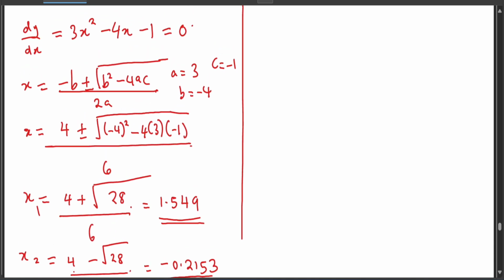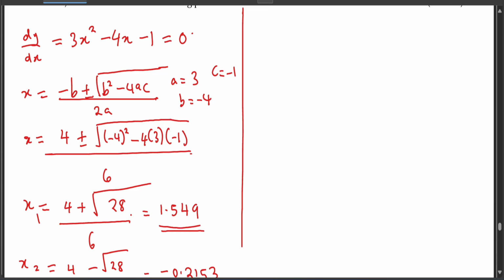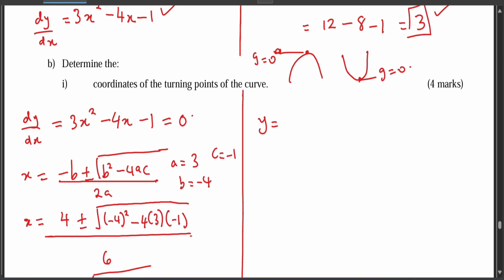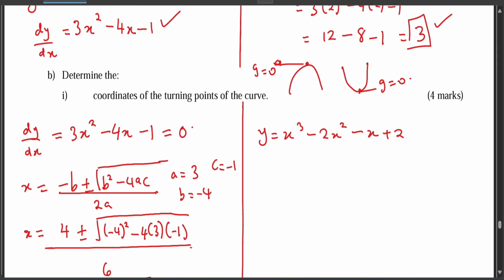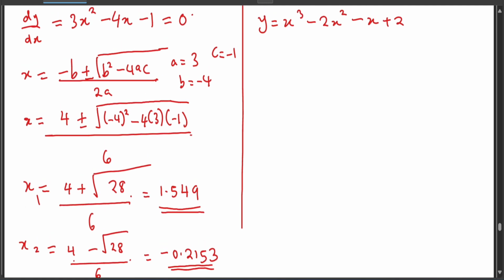That one and this one. Now we have x1, we also have x2. Now what's remaining is the y function. Now the y function is not the dy dx function. Your y function is the initial one, this one, x cubed minus 2x squared minus x plus 2. So don't confuse this with the dy dx function. Because we want to find the value of y, we're going to use the y function.